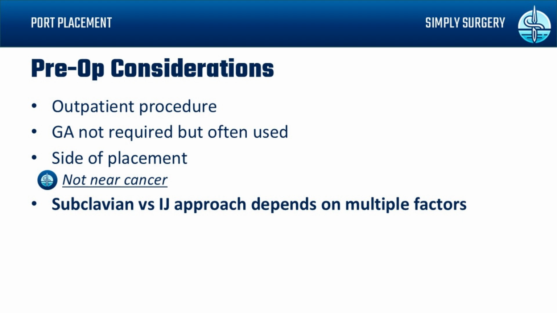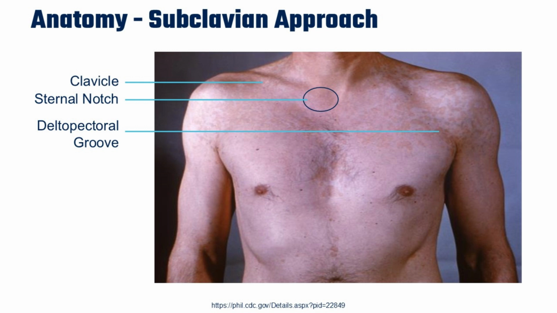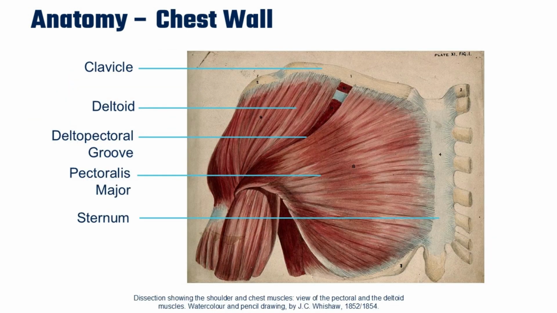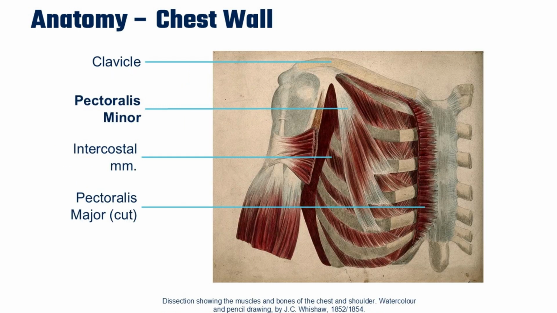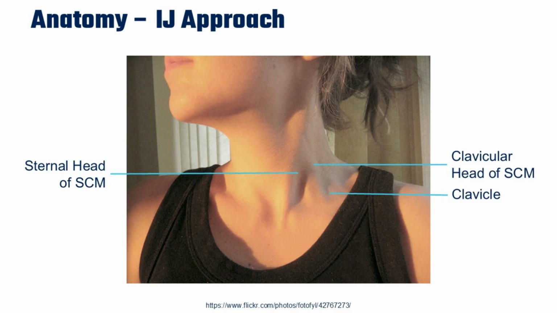Let's go ahead and move into the anatomy. I think we're already on the subject, but let's talk about the external landmarks and what to look for in terms of avoiding anything that you shouldn't be messing with. The external landmarks that you'll need to look out for the subclavian approach are the sternal notch, clavicles, and deltopectoral groove. The chest wall is made up of muscles such as the pectoralis major, the pectoralis minor, and the intercostal muscles. The anatomical landmarks to consider when performing an internal jugular approach include the sternal and clavicular heads of the sternocleidomastoid muscle, the clavicle, and the triangle formed by the three structures.